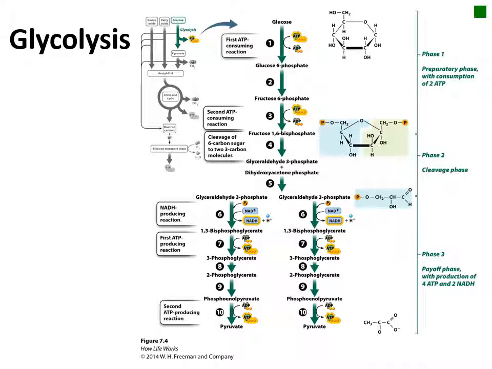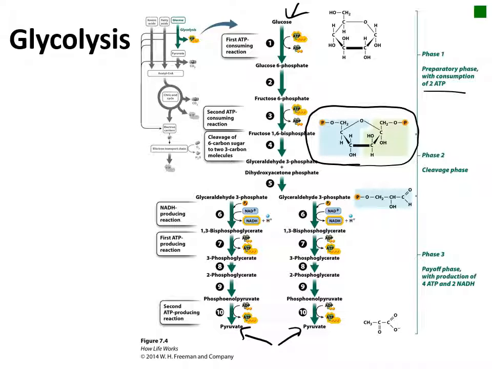Glycolysis, the first stage of cellular respiration, is a series of 10 chemical reactions, starting with glucose and ending with 2 molecules of pyruvate. Glycolysis can be divided into 3 phases. The first phase is the preparatory phase. In this phase, 2 molecules of ATP are required to phosphorylate the glucose molecule. The addition of phosphate groups helps trap glucose inside the cell and makes the molecule unstable, allowing the second phase to occur. The second phase is the cleavage phase, where the 6-carbon ring structure is broken into 3-carbon molecules, as seen highlighted in blue and green here.